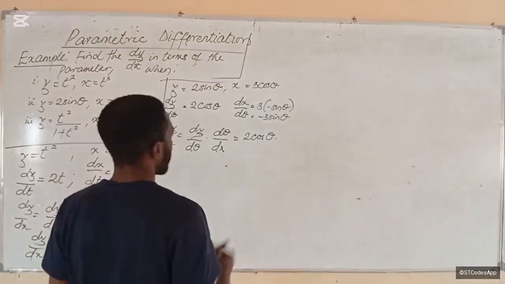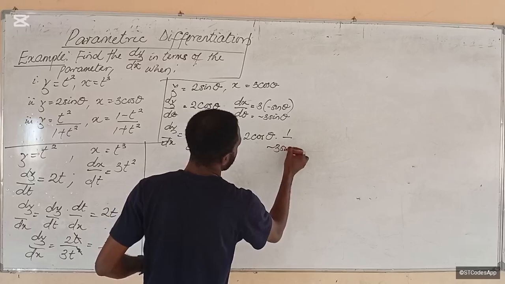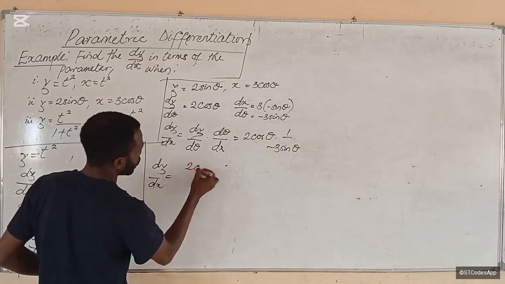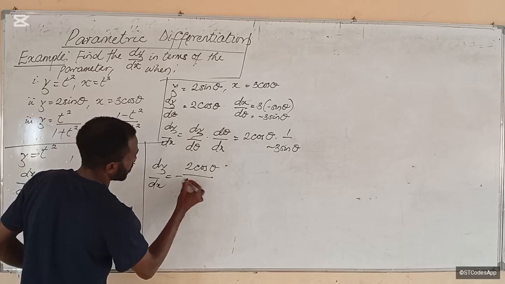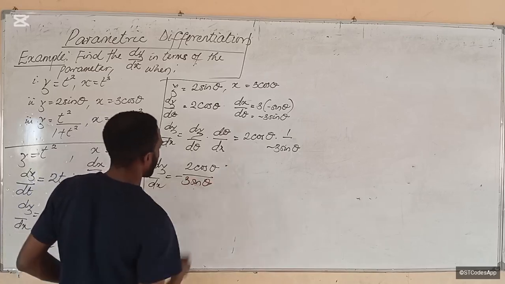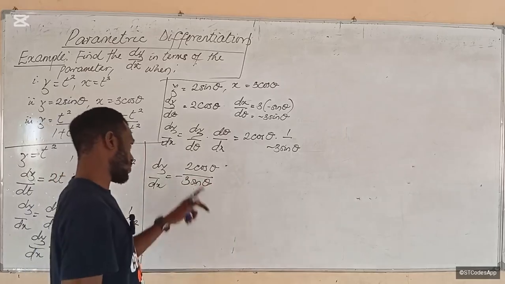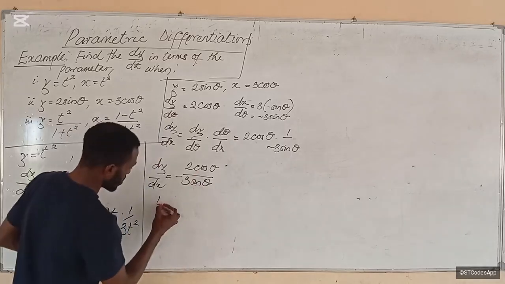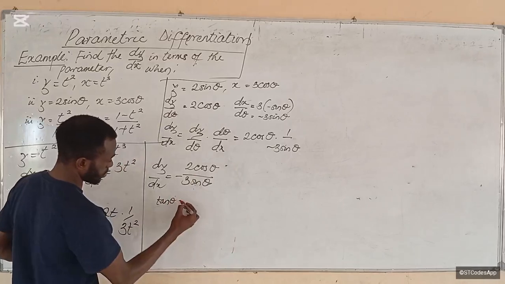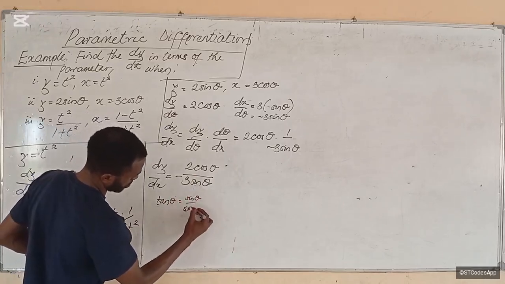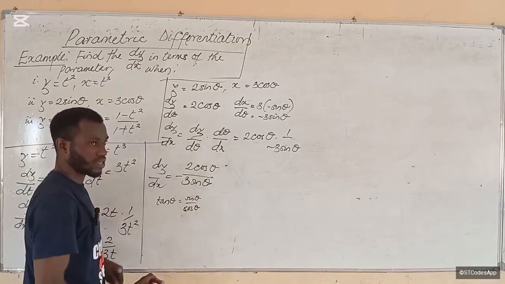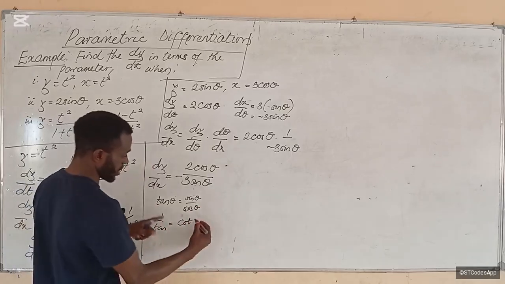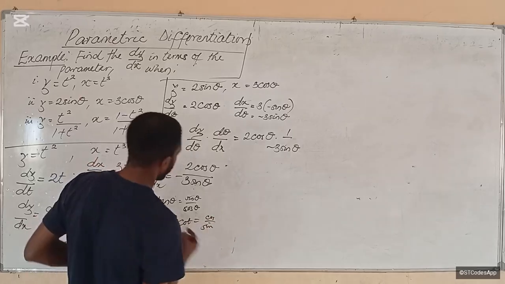So it means that I'll multiply this by 1 over minus 3 sine theta. So our dy/dx therefore becomes 2 cos theta over minus 3 sine theta. Okay, and you know that sine theta over cos theta is tan, right? So inverse tan is cot, cotangent. 1 over tan is cot, and 1 over tan is cos over sine.